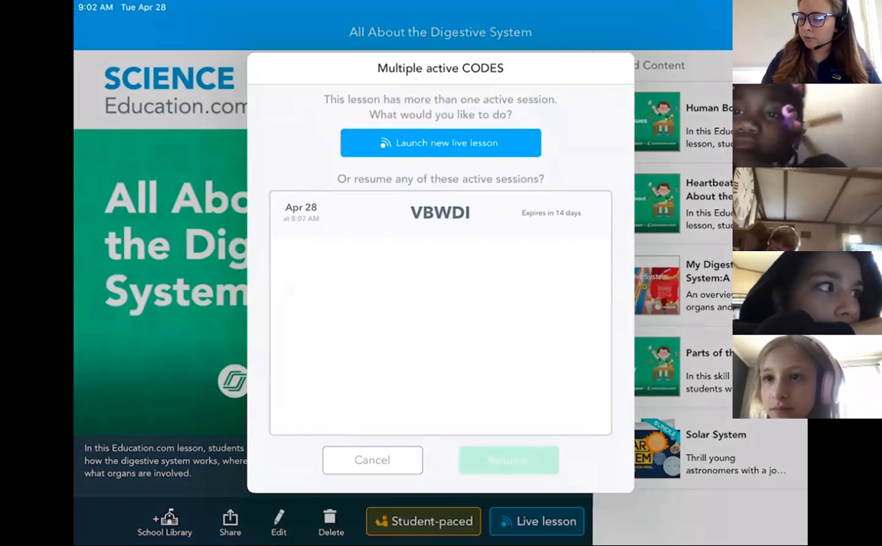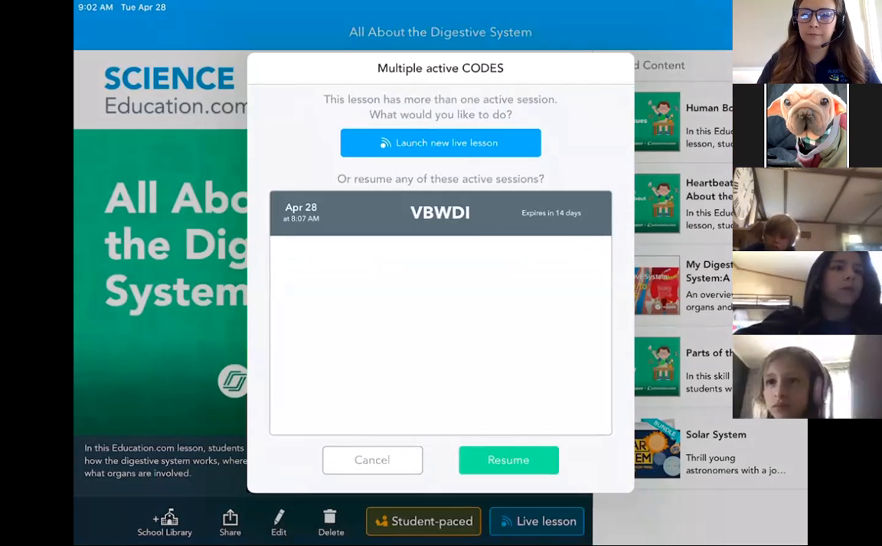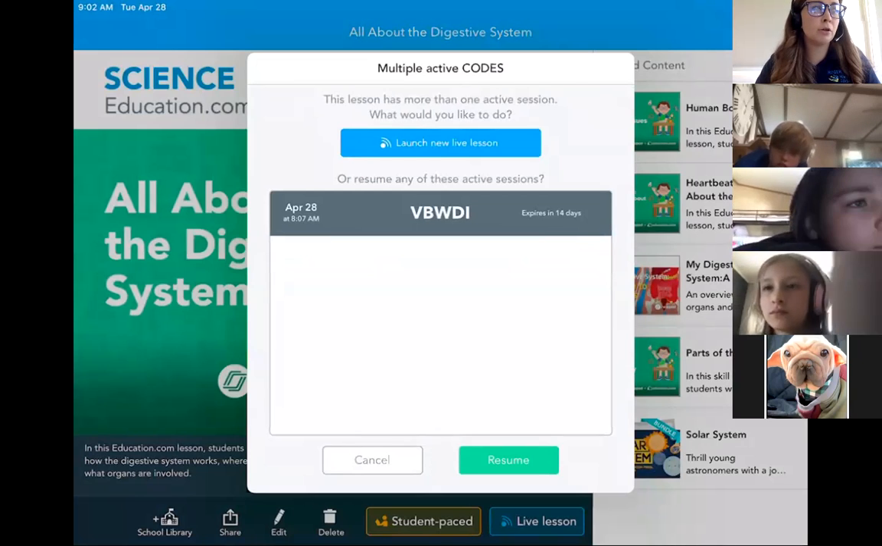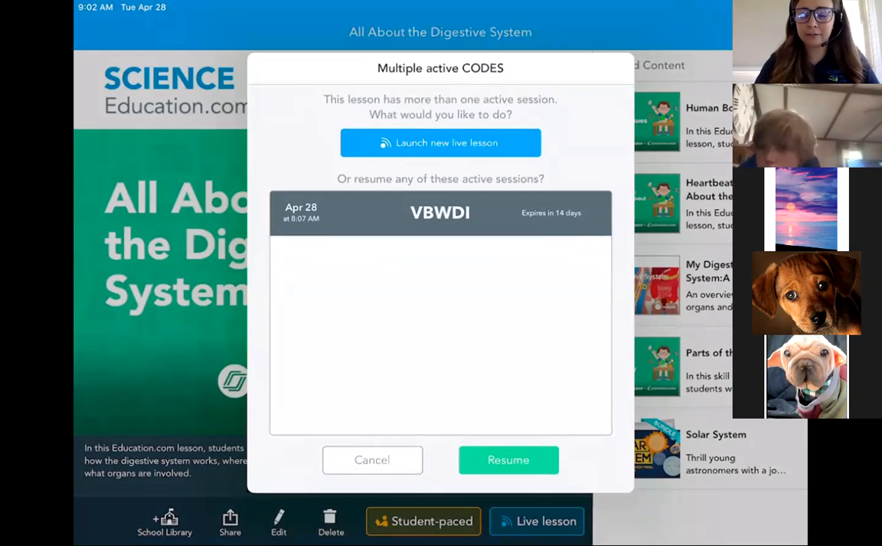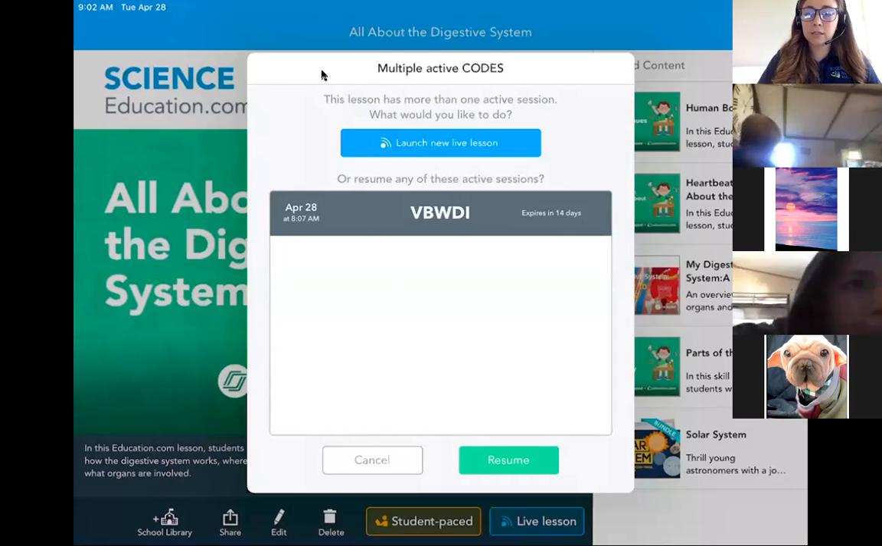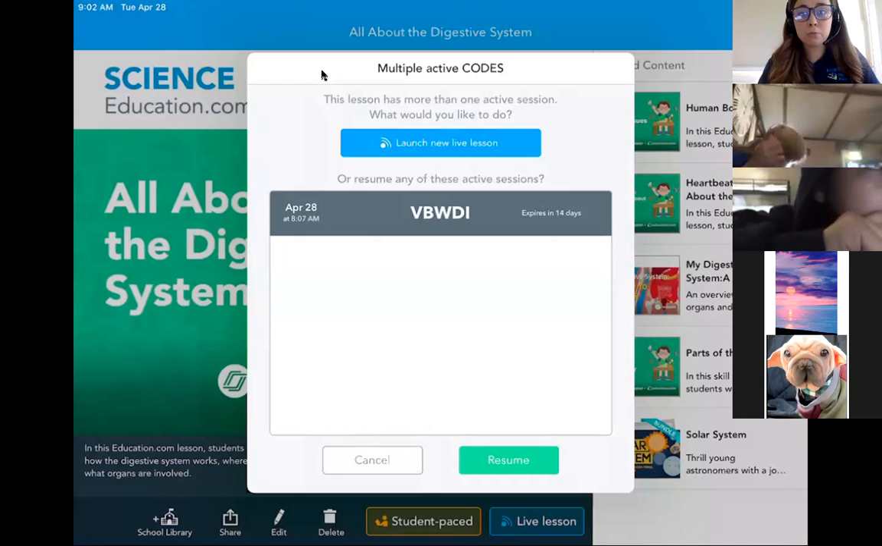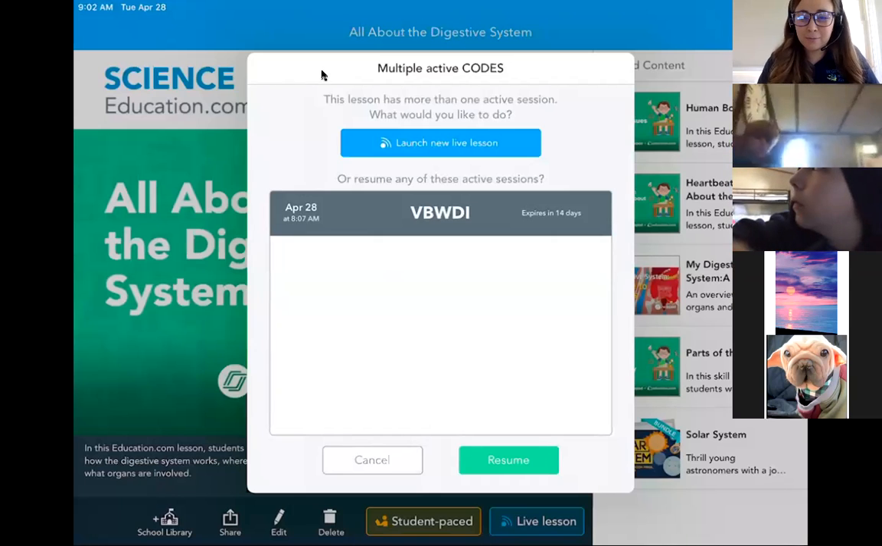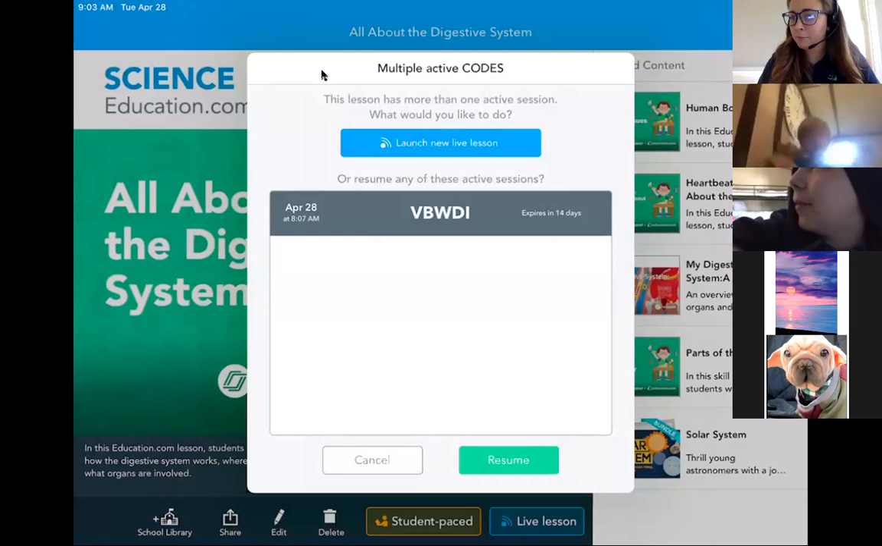All right. Here is your code. VBWDI. And I'm going to put that in the chat. That way if somebody joins us later, it'll be there. Now, I know you guys have probably noticed that in the chat, you can no longer chat to the group. Found a way to disable that. Helps us to all stay focused on what we're doing.